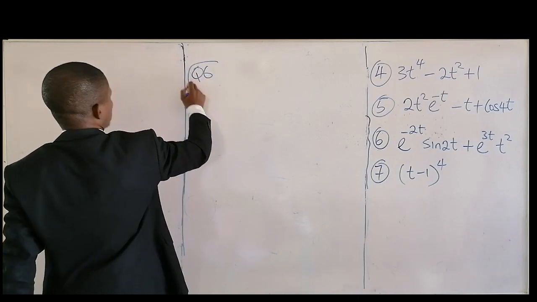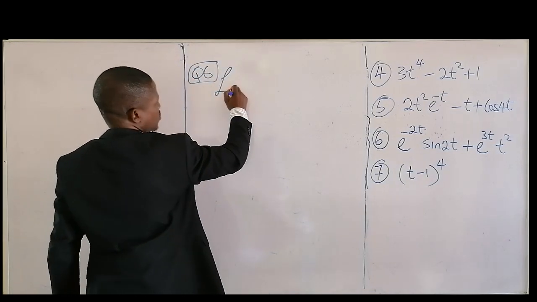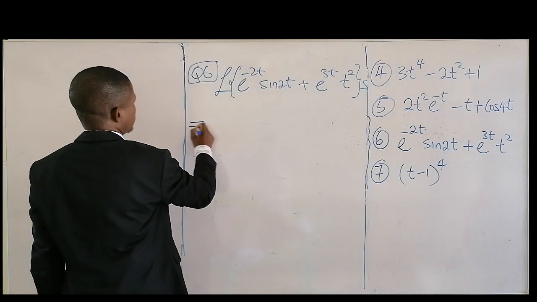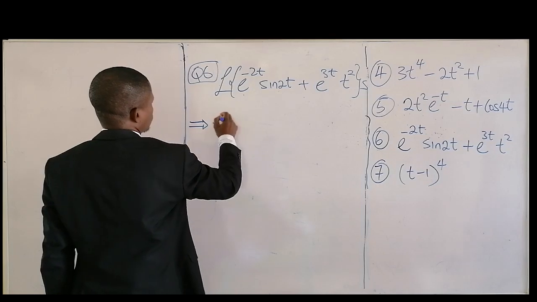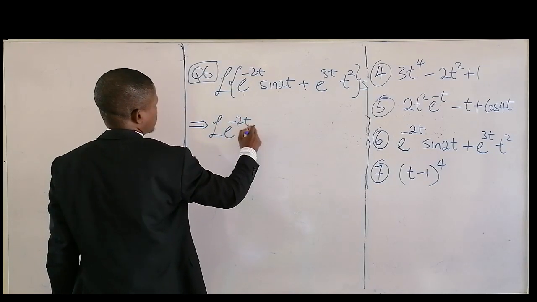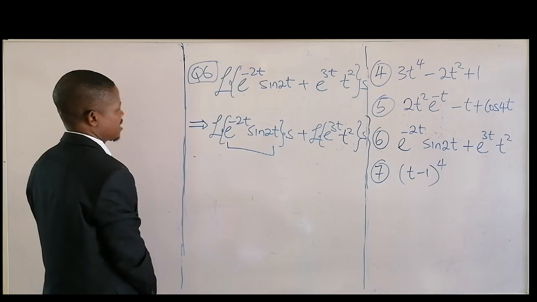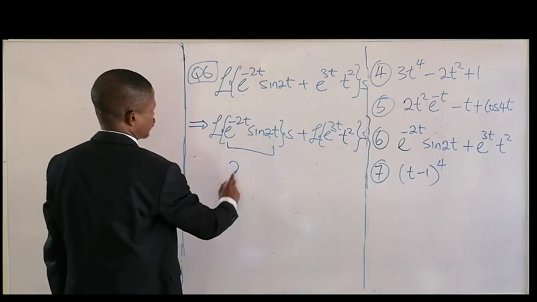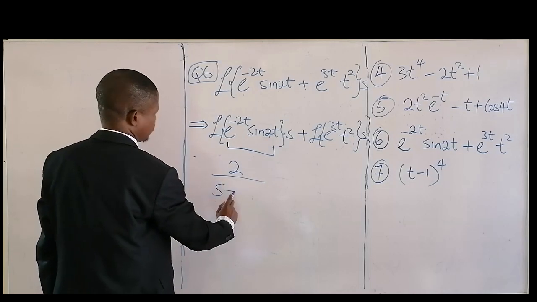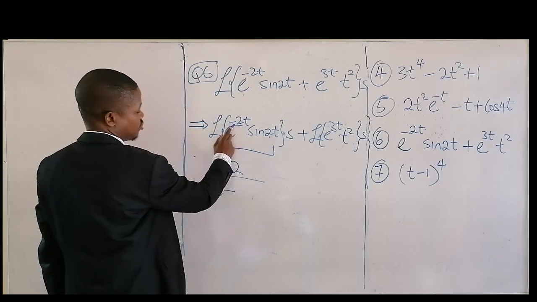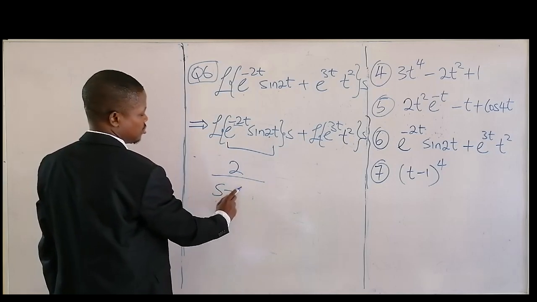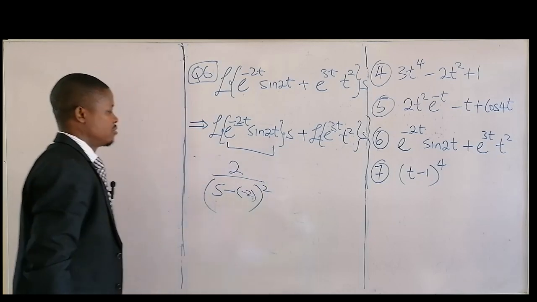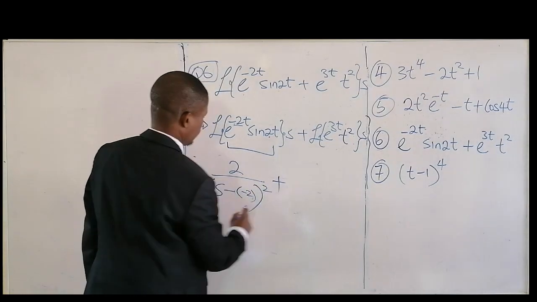Question 6, we have this question. For this one, as we know, the Laplace of a sum of functions is the Laplace of each of those functions. From the table, this will be equal to, what do you have here? We have 2, so that will be 2 over x minus, the attachment to t is minus 2, so minus minus 2, then you square that. I'm done with that.